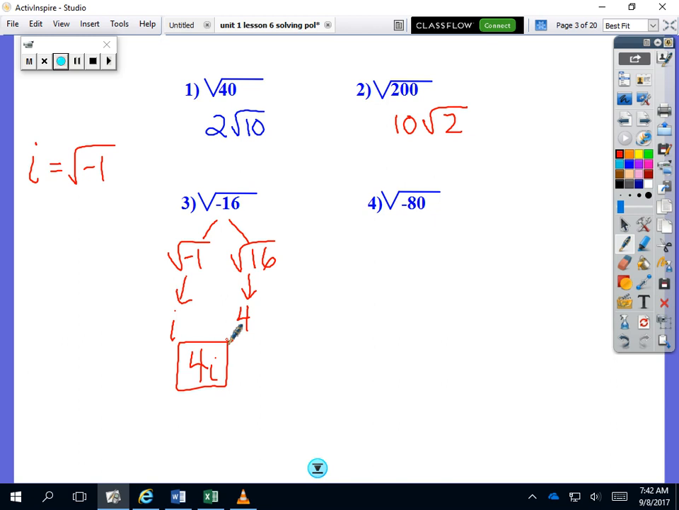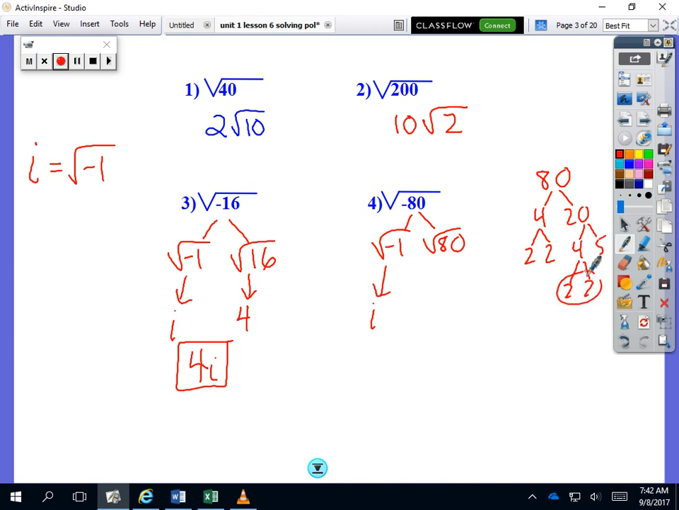Square root of negative 80 is going to be the square root of negative 1 times the square root of 80. So I have i, and then 80, I'm just going to do it to the side. 4 times 20, you could use 10 times 8, you'll still get the same answer. So I have 2 pairs of 2's and a 5. So 2 pairs of 2's, I'll have to do 2 times 2, which is 4, and square root of 5. So the square root of 80 is going to be 4 square root of 5.